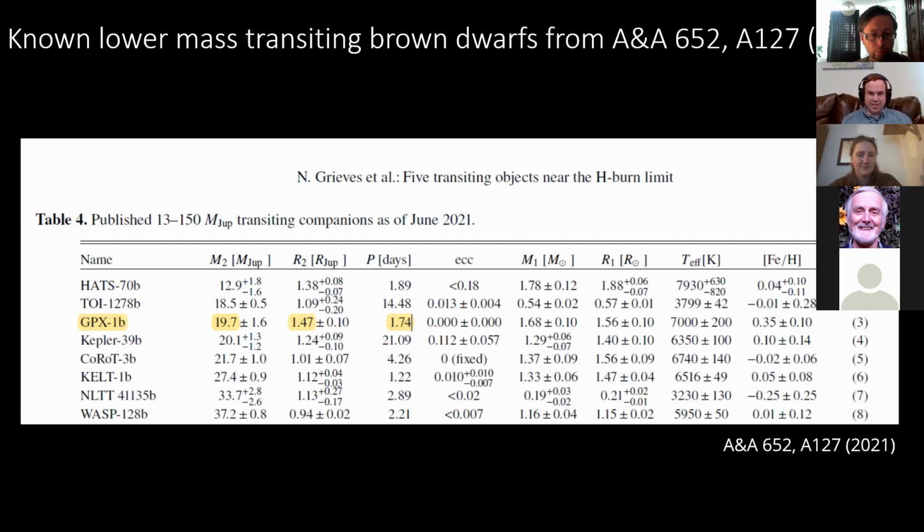And so you can see like KELT-1b was one of the first that was discovered. That's almost twice the size. And so there aren't many of these. The other thing is that the period is very short. It's 1.7 days. So this gives a lot of opportunities for follow-up observations to see what's different about these low mass brown dwarfs compared to hot Jupiters. So there's a lot of research opportunities in the future that people can do.